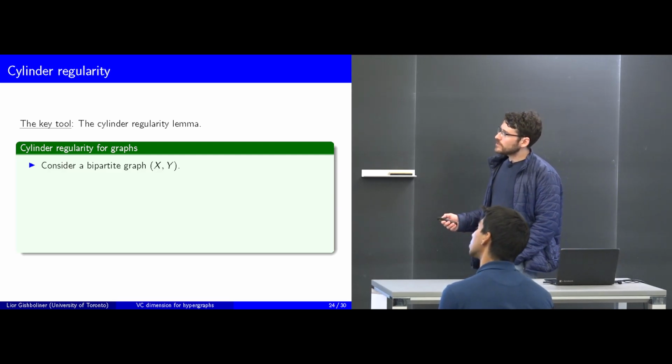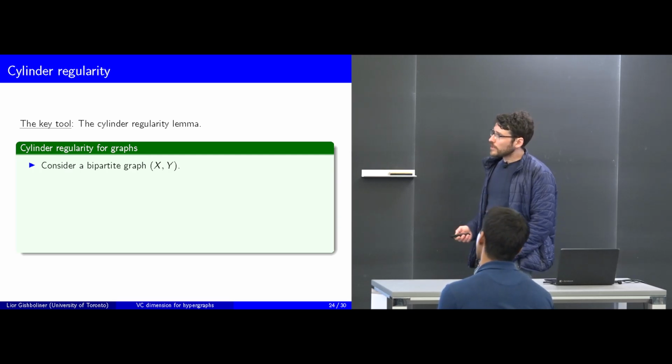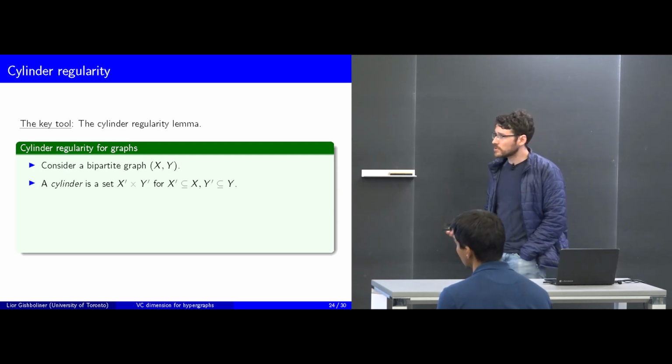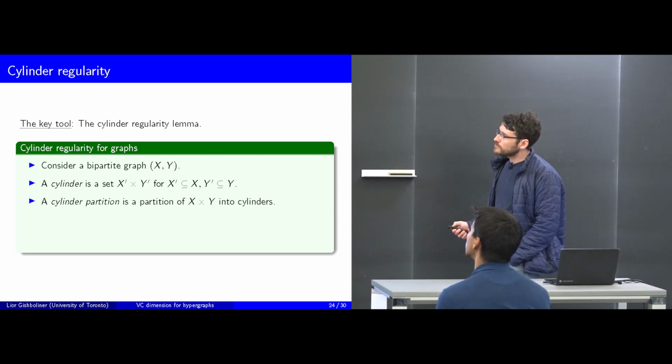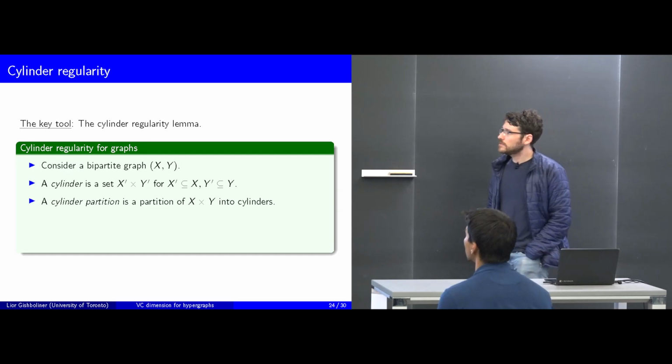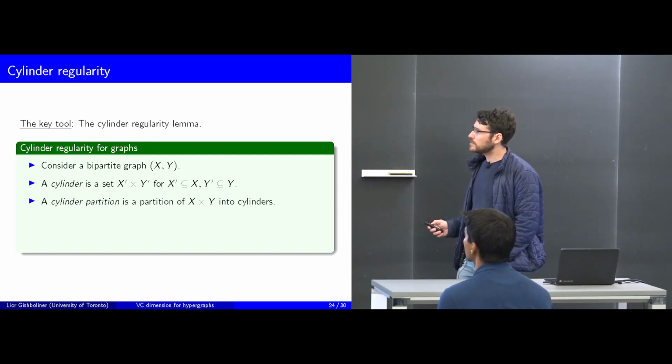So let's consider a bipartite graph with sides X and Y. And the cylinder just means that we select a subset X prime of X and Y prime of Y, and we look at the Cartesian product X prime times Y prime. So that's a cylinder. And the cylinder partition is just a partition of X times Y into such sets. Okay, so far, nothing complicated.